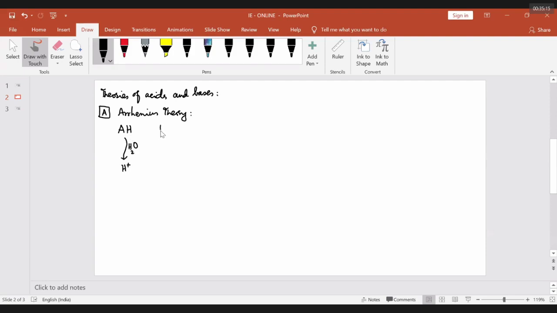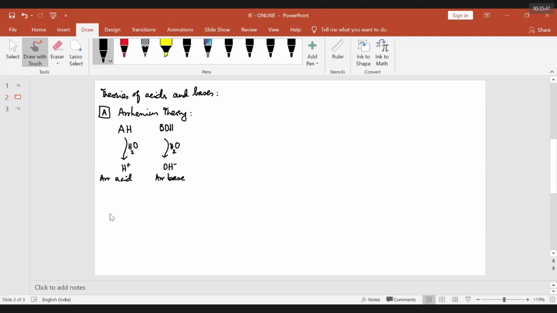No, sir, I am having a substance, say for example, BOH. If it is added into water, what happens? It should give you OH minus ion. That means a substance which releases H plus ion in presence of water is called Arrhenius acid, and a substance which releases OH minus ion in presence of water is called Arrhenius base, right?